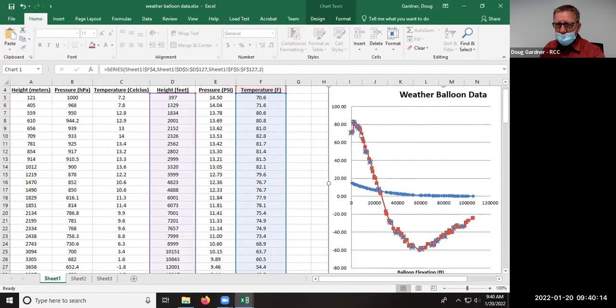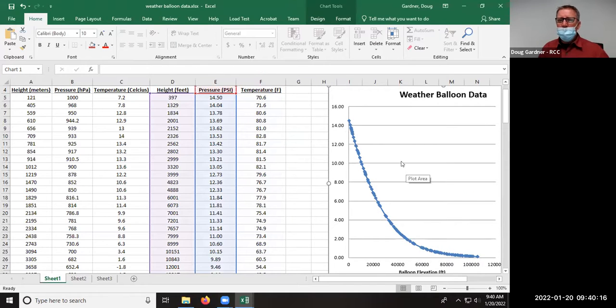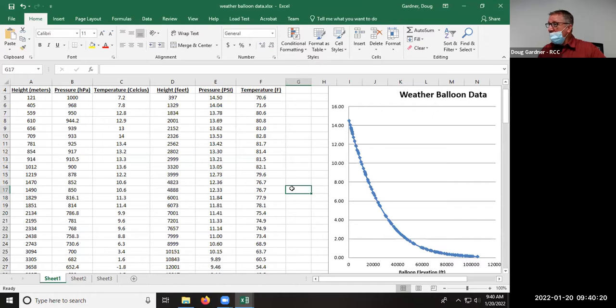I think if I click on this and hit delete. So notice that pattern is not a line, but do you see how that relationship is perfect? Like that's the only thing that affects pressure. If you know your elevation, then you know your pressure. If you know your pressure, you know your elevation. That relationship is not scattered everywhere at all. And again, this is why we have altimeters in airplanes.